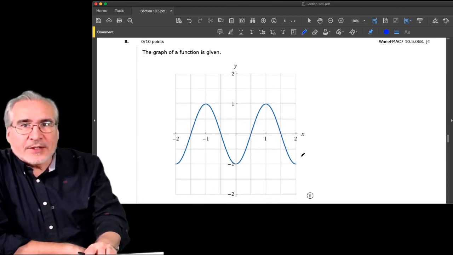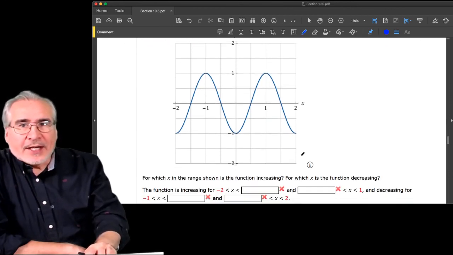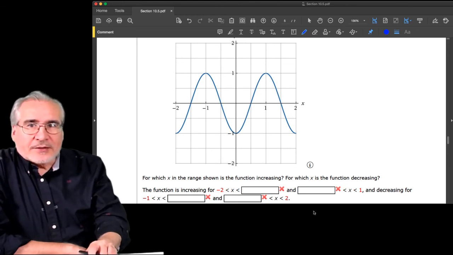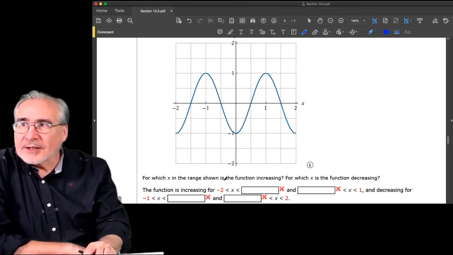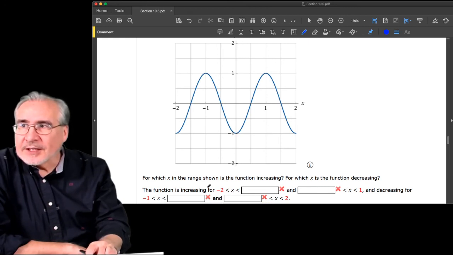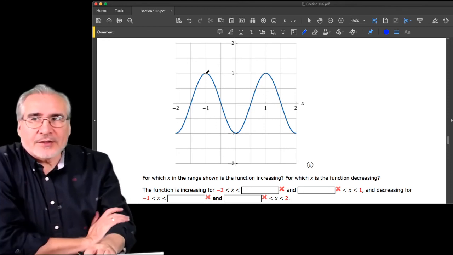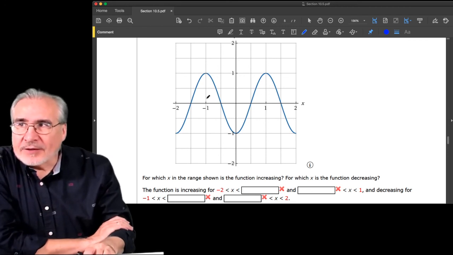And then we're given this function as a graph, and we're asked to determine for which x the function is decreasing. The function is increasing from -2 here. So we see it keeps increasing until what point? Well, it looks like right there. I mean, this is partially just looking at it. And then from that point, it's going to be decreasing.